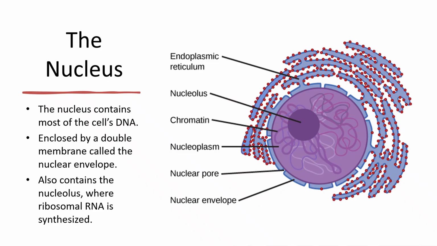The nucleus houses the cell's DNA and directs its activities. It's protected by a nuclear envelope and includes the nucleolus, where ribosomes begin their formation. It's essentially the cell's command center.